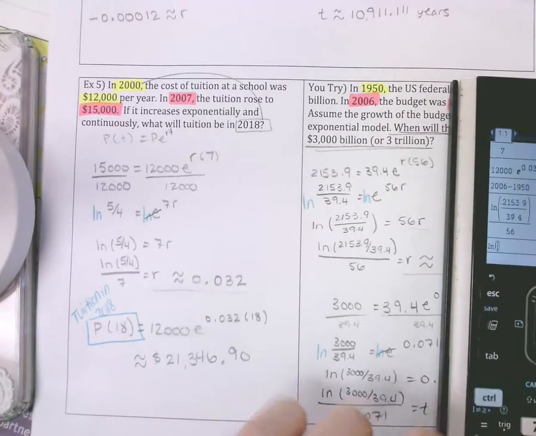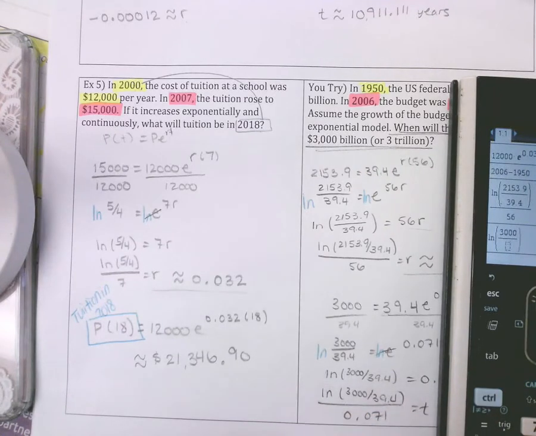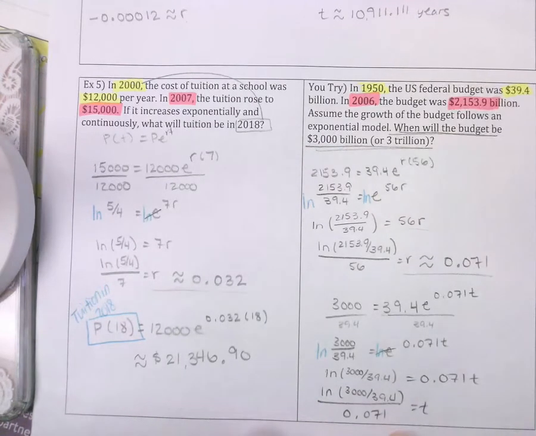So similar to how I did the last one. 3,000 over 39.4 and then all of that over 0.071. So I got 61-ish.